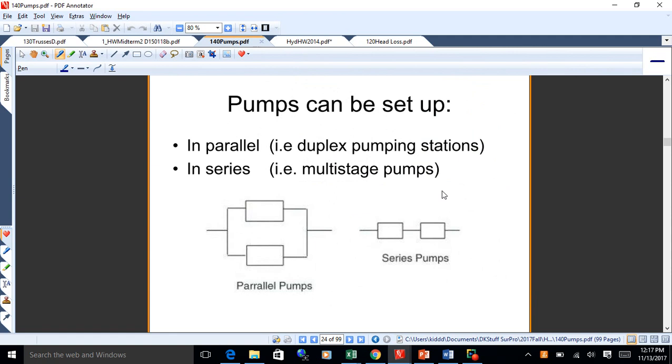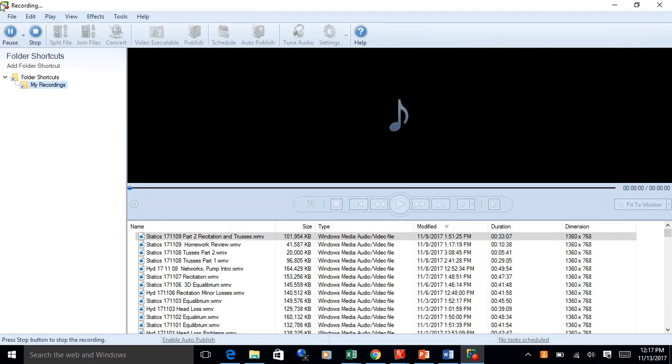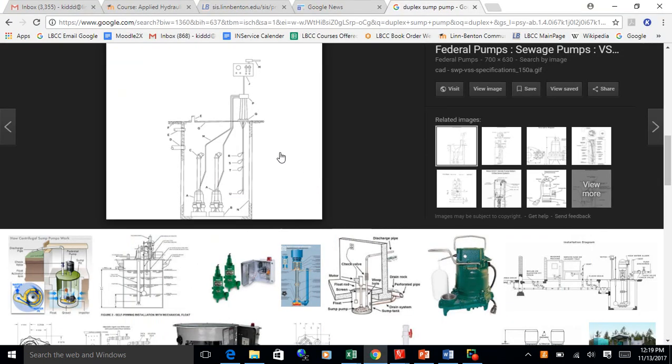Now, those of you that might have been working this past summer, have you all seen a duplex pumping station? All right, here's a duplex system.